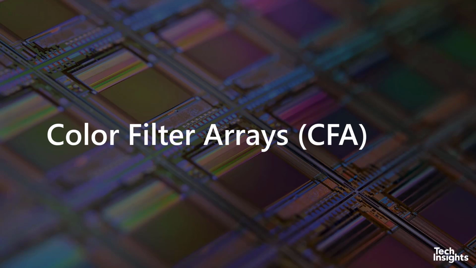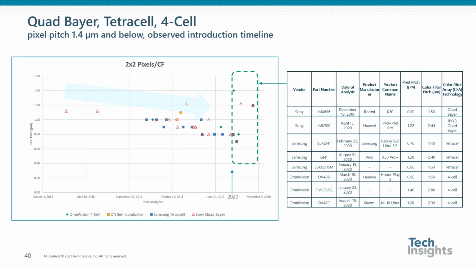Now we look at color filter arrays. Here we show the introduction timeline for quad Bayer, tetracell, and 4-cell. The graph on the left presents pixel pitch versus analysis date. The table on the right shows devices analyzed in 2020.